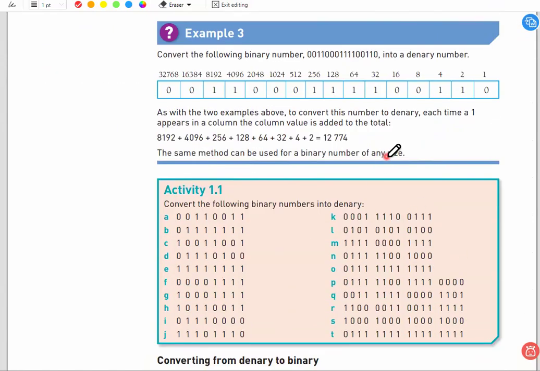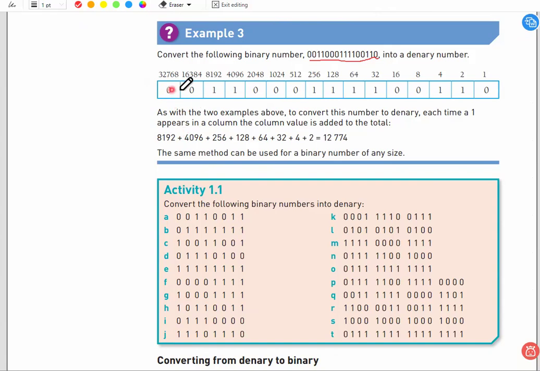Now, when we go for converting the following binary number, this is a 16-bit binary number, a third example. Similarly, we make the same format, 1, 2, 4, up to 2 to the power 15, and the equivalent value is written here, and then we write this number.